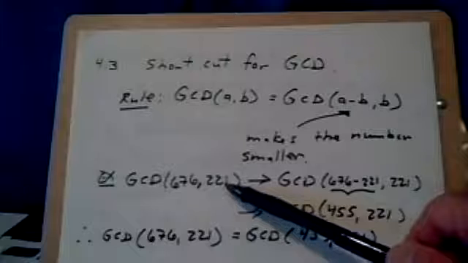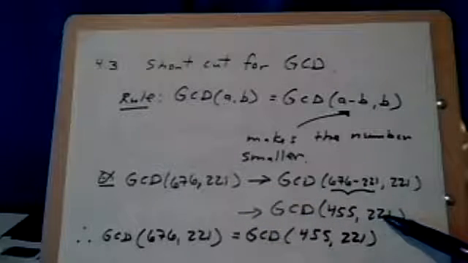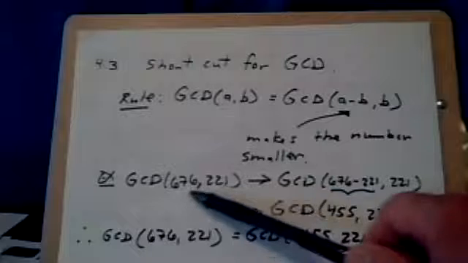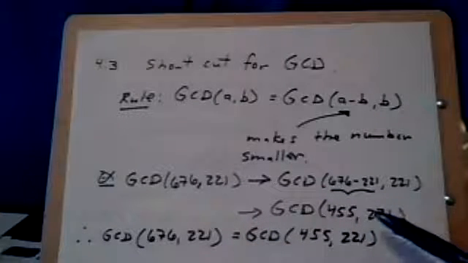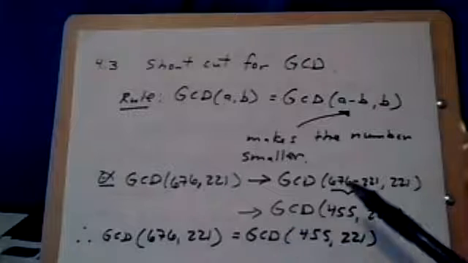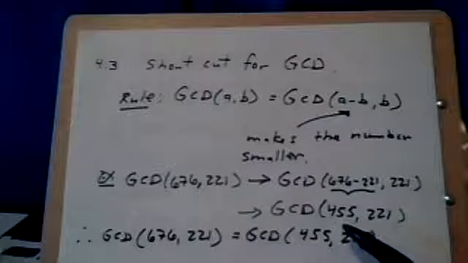That gives you a smaller number. And now you work with these two smaller numbers instead of the two original bigger numbers. Notice the only one that changed was the first one. The second was still 221. So now you do a factor tree for this, prime factorization, and that would be your GCD.